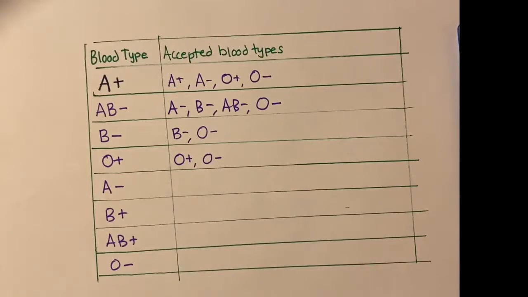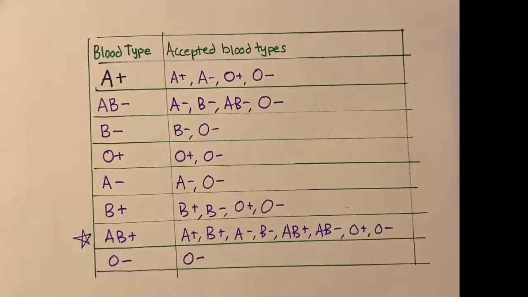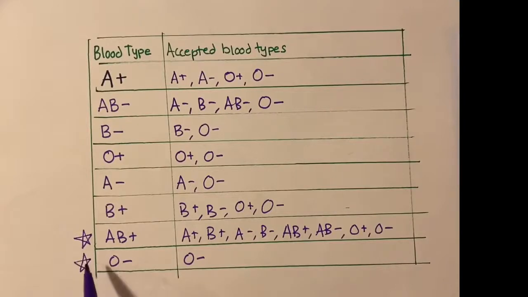Your filled out table should look like this. AB positive blood is known as the universal acceptor because they can accept several different types of blood. Type O negative blood is known as the universal donor because they can be accepted by many blood types.